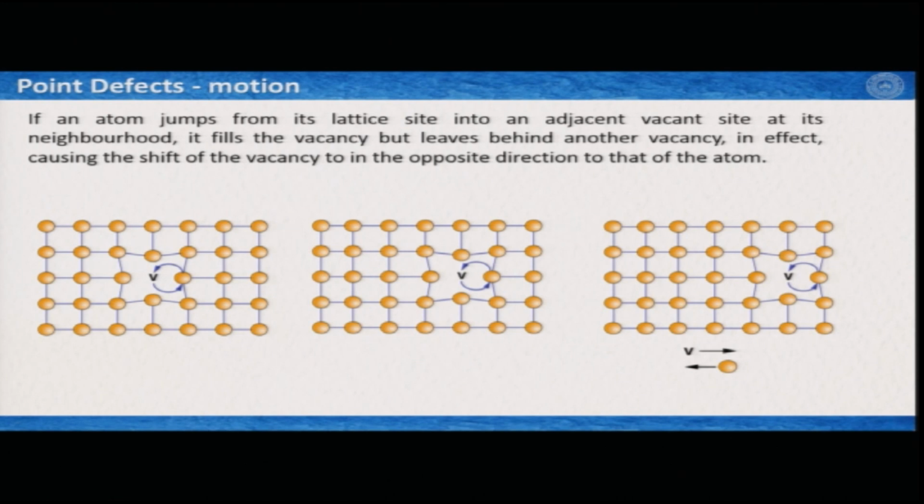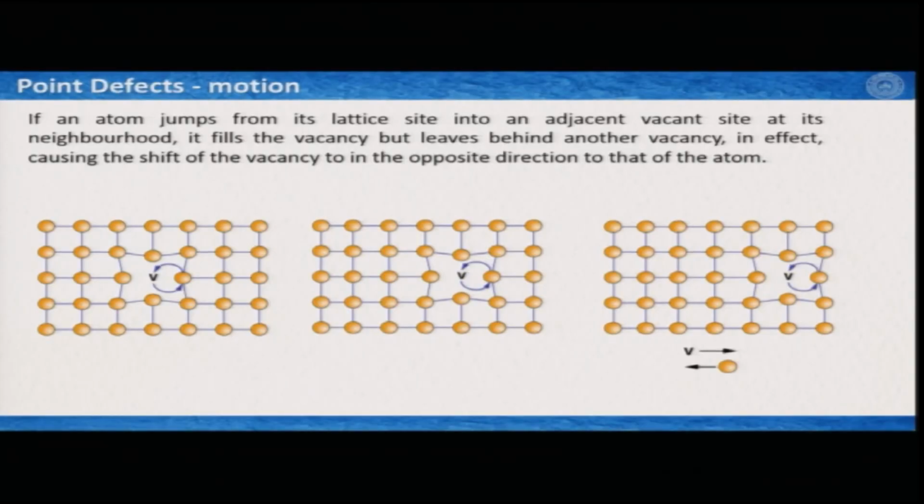Now, how are point defects important to us? We'll learn more about it, but if there is some sort of differential stress externally or some sort of disequilibrium, then point defects try to move from one site to another. If an atom jumps from its lattice site into an adjacent vacant site in its neighborhood, it fills the vacancy, but because there is no extra atom, it leaves behind another vacancy. In effect, it causes a shift of the vacancy in the direction opposite to that of the atom. What I mean by this is explained in this illustration.